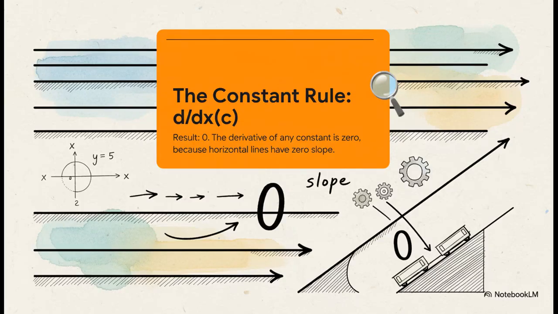Next up, we've got the constant rule. And this one is, well, it's just super intuitive when you think about it. Remember, the derivative is all about the rate of change. It's the slope, right? So if you have a constant function, like y equals 5, what does that look like? It's just a flat, horizontal line. And what's the slope of a horizontal line? 0. Exactly. So it just makes sense that the derivative of any constant is always going to be 0. So simple, but so important.